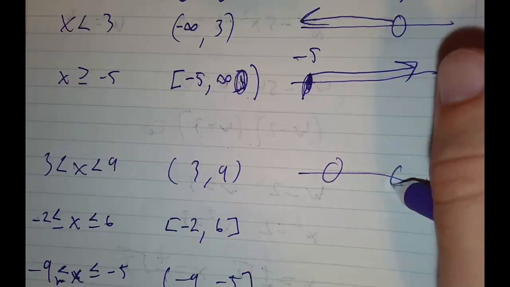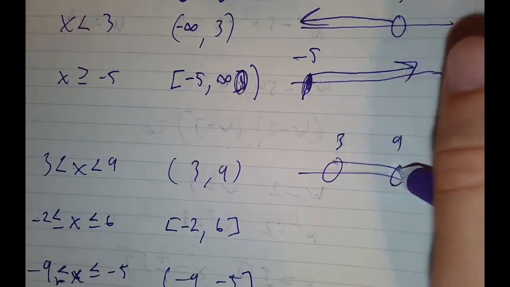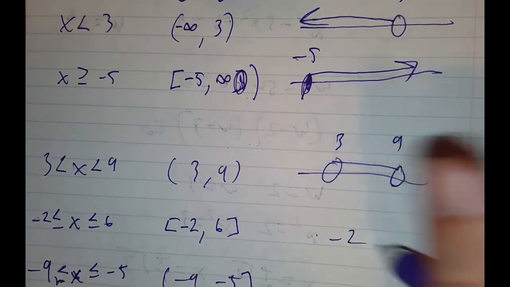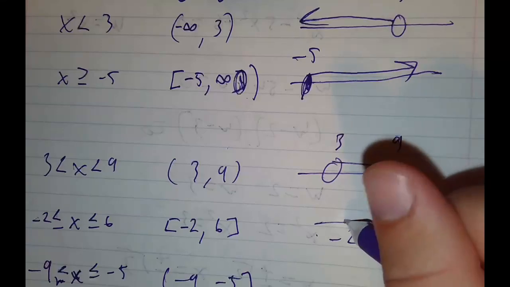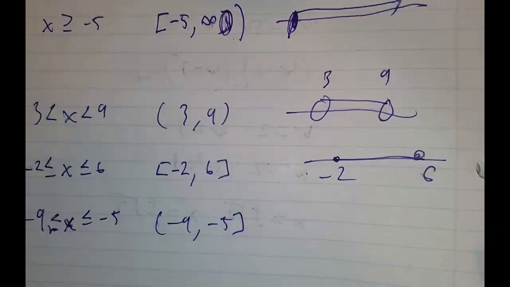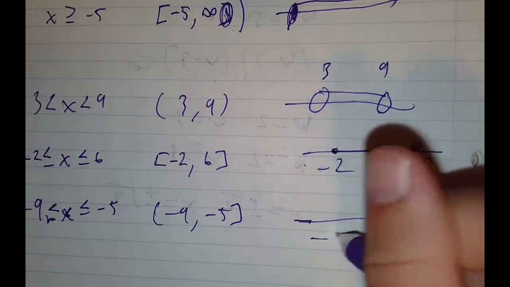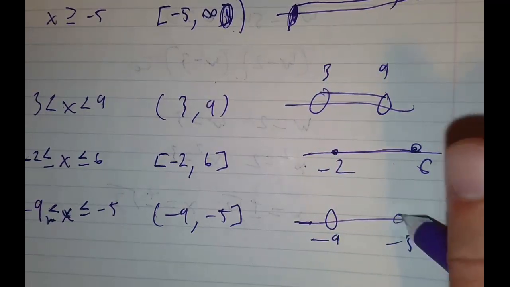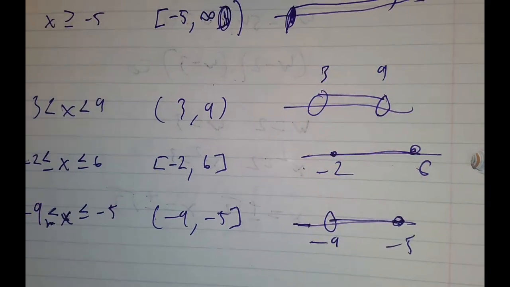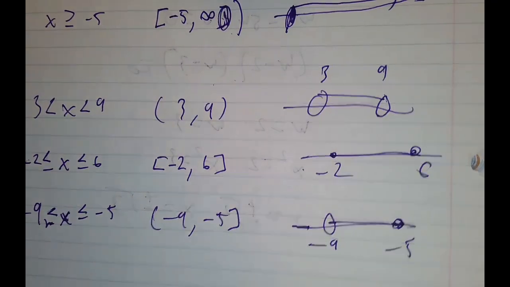Okay. And then similar thing here. So from 3 to 9, be open, -2 to 6, right? Be closed, and -9 be open, but -5 be closed. Okay, that's just basic notation.